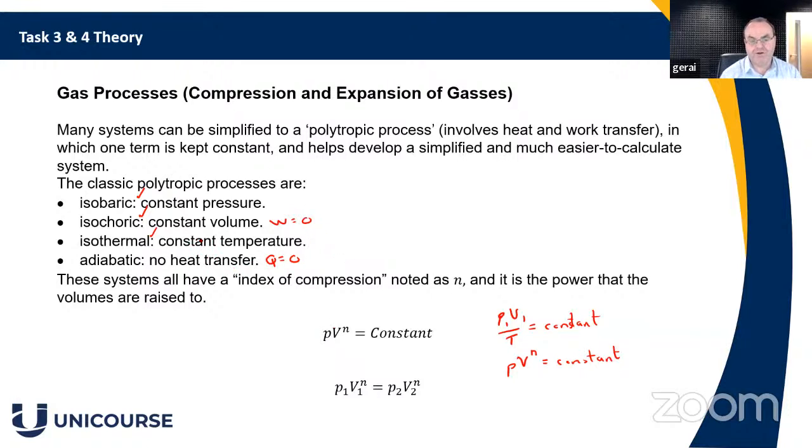Now, if it's not one of these processes, and we will do these as we go through the unit, then it's just referred to as a polytropic process. It's not a specific case. These are the specific cases that we generally look at. But if it doesn't lie within one of these specific cases, then it's just referred to as a polytropic process. But don't worry about that at this stage. It's not that important at this stage.